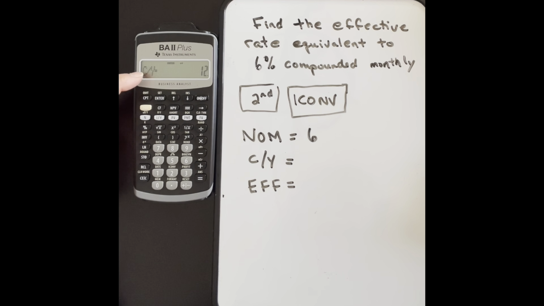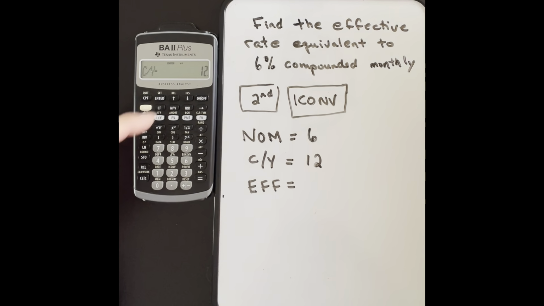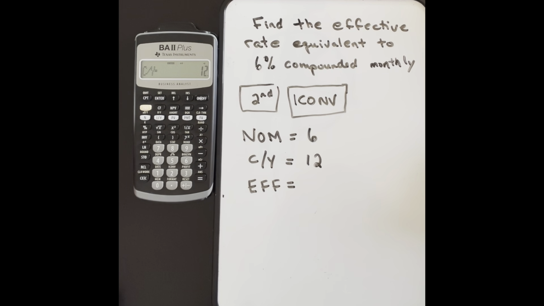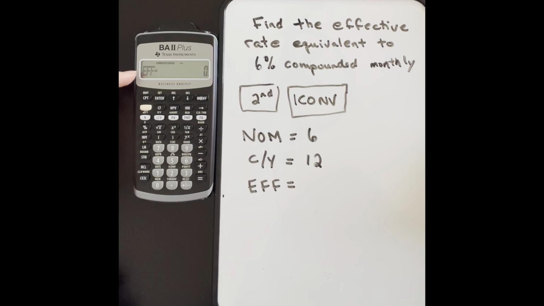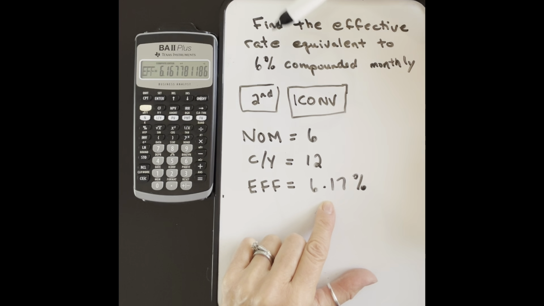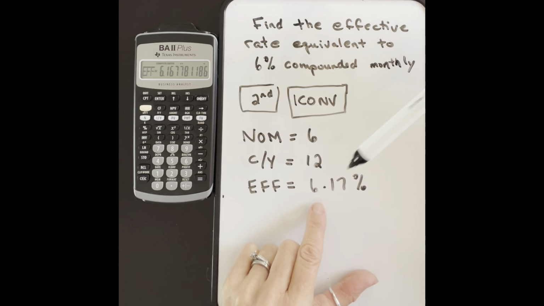And it's asking for compound periods per year. If it's compounded monthly, there will be 12. It's already set at 12, but if it was a different number, you would put 12 and then enter. Then press the arrow key again. This is effective interest rate. That's what you want to calculate. So you go compute, and you get 6.17%. So a nominal rate of 6% compounded monthly will be equivalent to an effective rate of 6.17%. And what that means is it's 6.17% compounded annually.